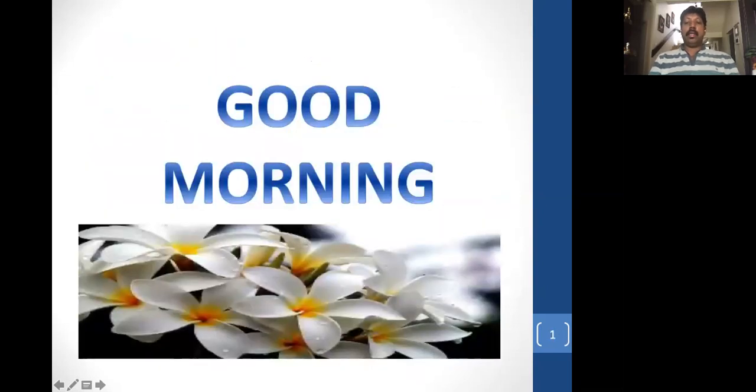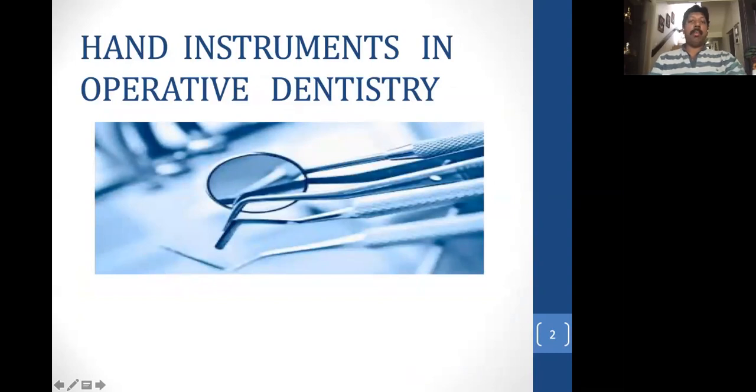So today's topic I'm going to discuss is hand instruments. Hand instruments in operative dentistry. So you all know that, you are using the hand instruments now. When you come to second BDS, you start with exercises on plaster models most of the time. After the plaster model, you come to your extracted tooth. All of you must have finished extracted teeth, or some people may be in between doing them.